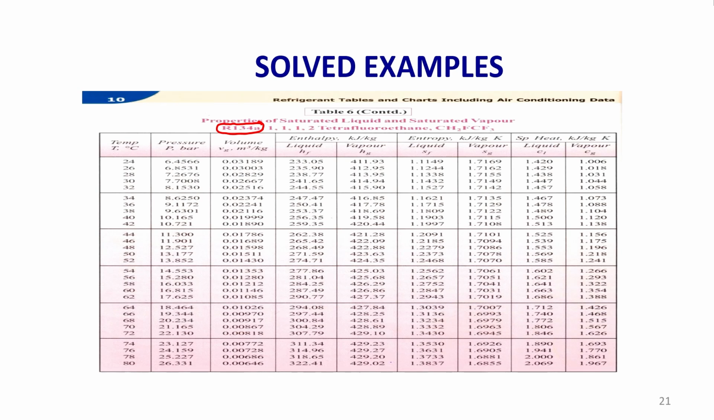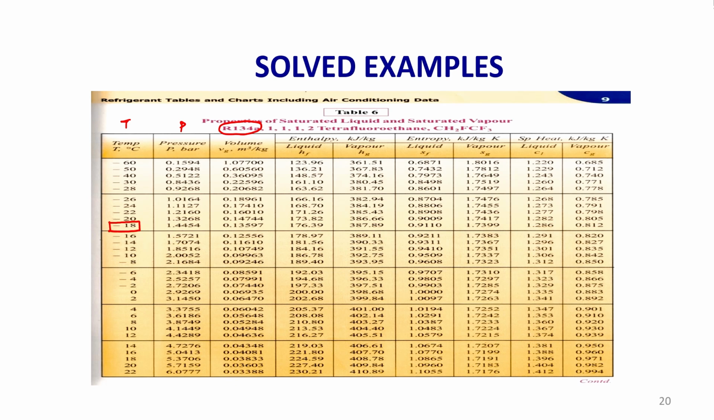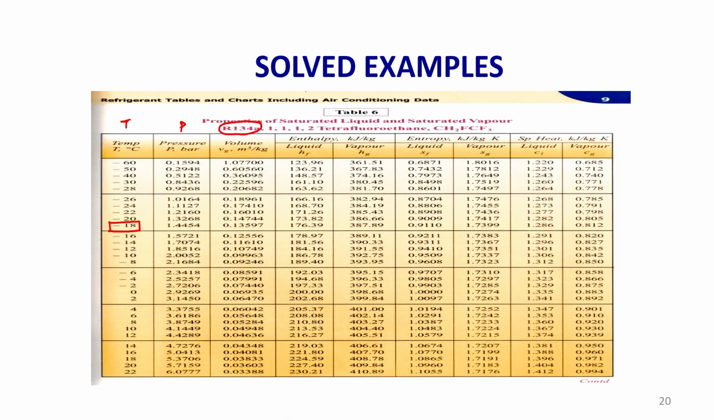So, here the values are given for saturated liquid and saturated vapor. If it is for superheated condition or subcooled condition, we have to use empirical relations and find out the values for superheated or subcooled regions. Now, corresponding to minus 18, we can find out the pressure also. The saturation pressure is 1.44 bar.